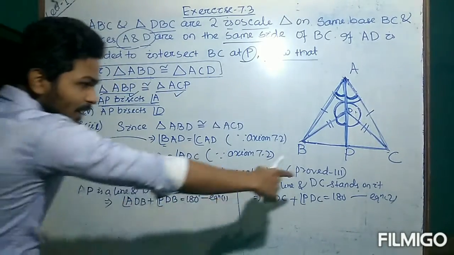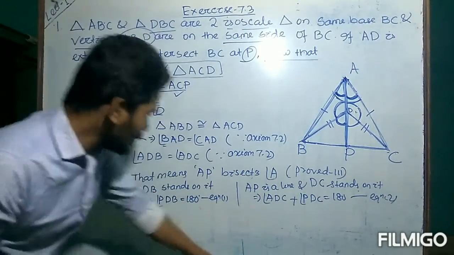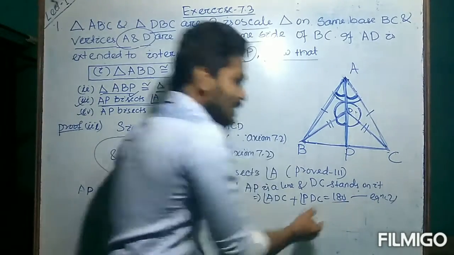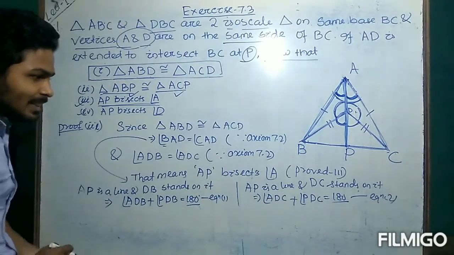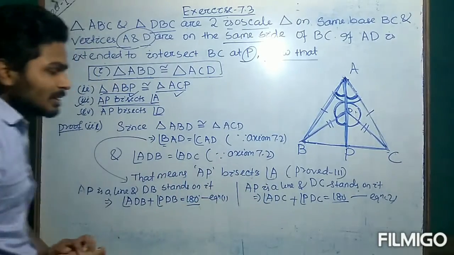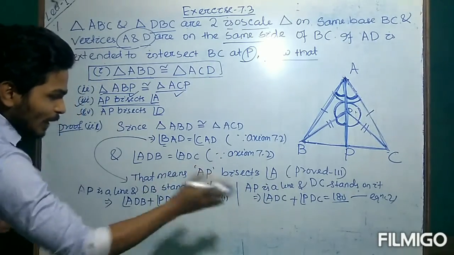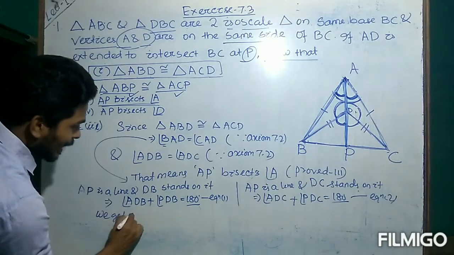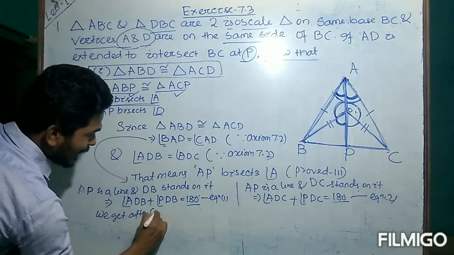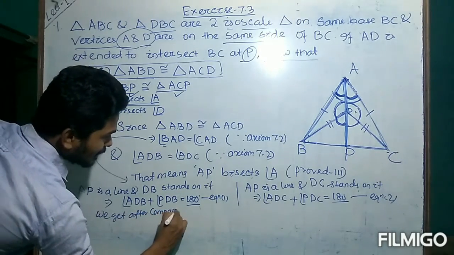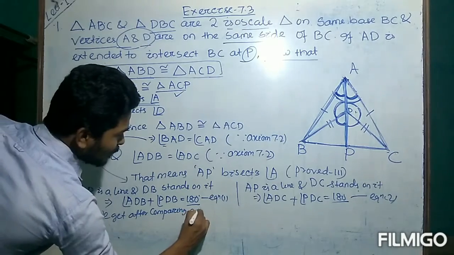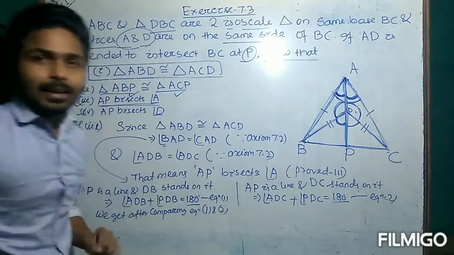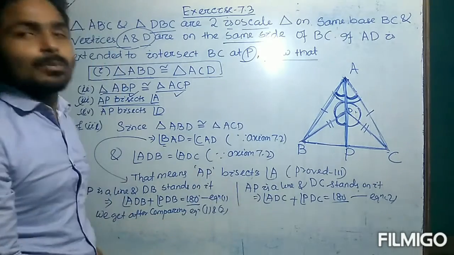Now compare equation 1 and equation 2. What do you see here? You see in equation 1 the right hand side is 180 degrees. In equation 2 the right hand side is also 180 degrees, isn't it? So let us compare these two equations. By comparing equations 1 and 2, what do we get? Since the right hand sides are equal, we can write that their left hand sides must be equal.